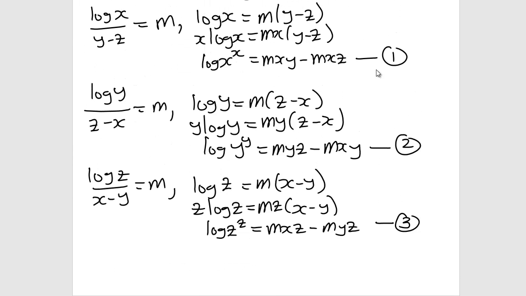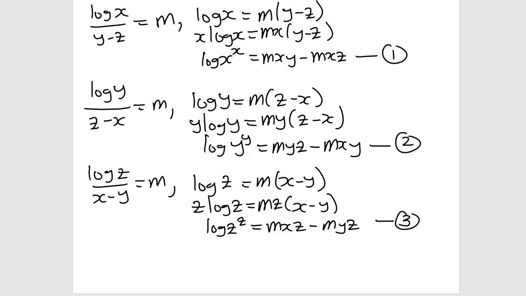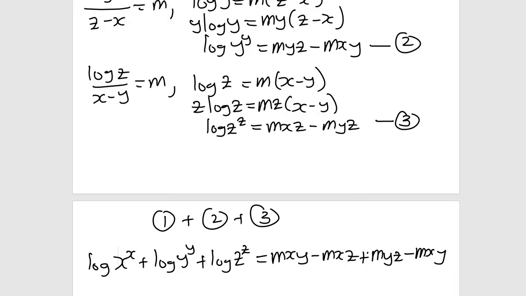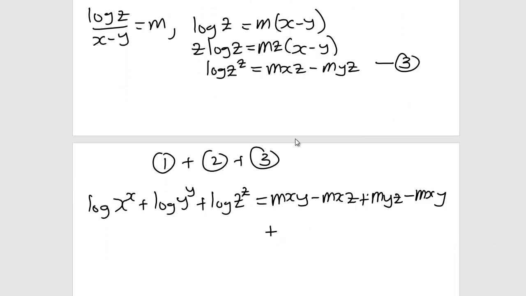So with the right hand side, we are having mxy minus mxz, plus equation 2, we have myz minus mxy, then plus the last equation, mxz minus myz.